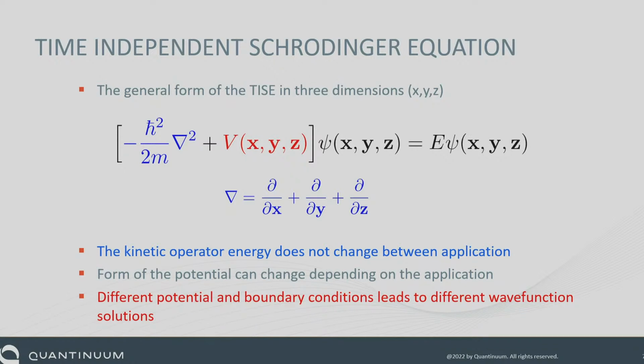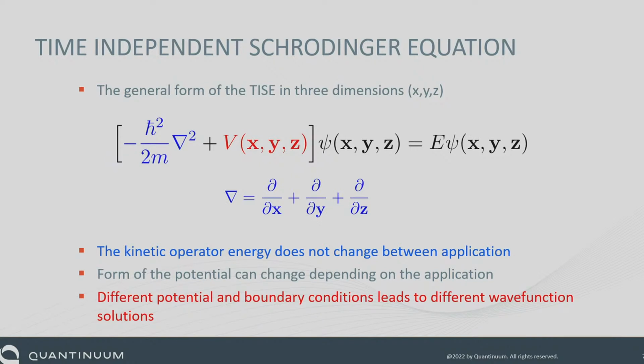And essentially, the time-independent Schrodinger equation will always have this form. You'll have a kinetic energy term, and you'll have a potential term. In 3 dimensions, the kinetic energy term is del squared, and this will always be the same. But the behavior of the system is encoded in the potential of the Schrodinger equation.